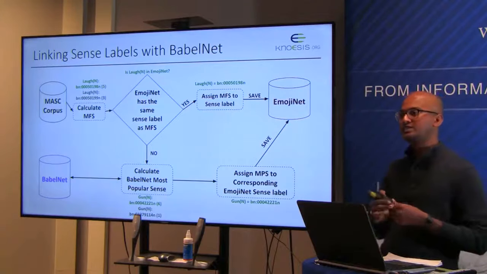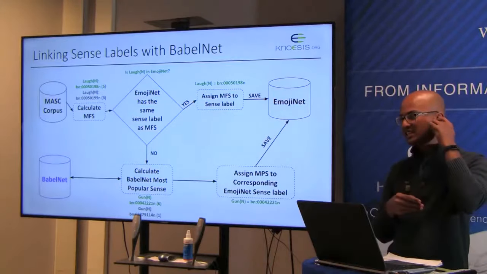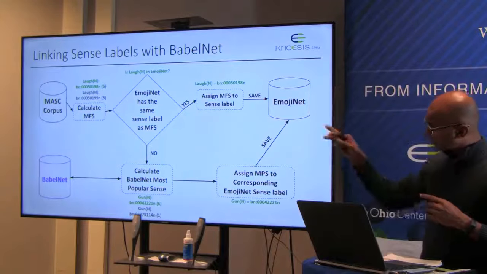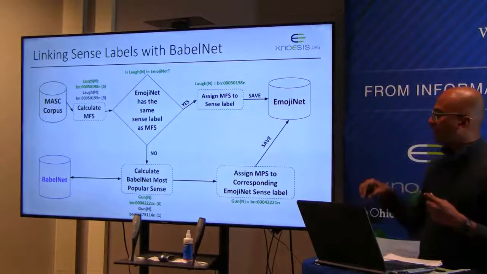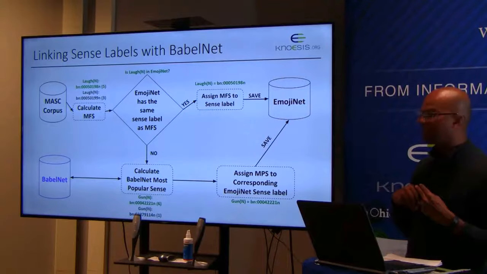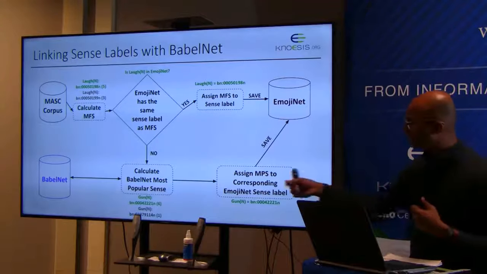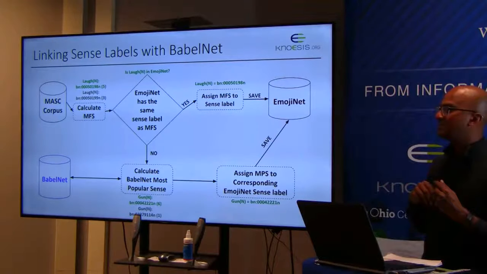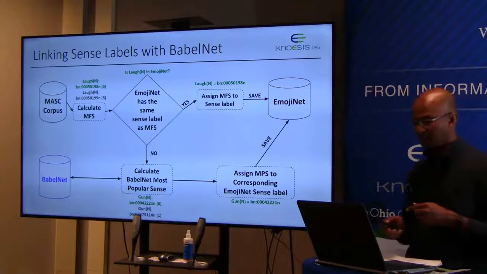We use most frequent sense because in word sense disambiguation research, most frequent sense is considered a hard-to-beat baseline. If a particular word is not present in the MASC corpus, we use another method called most popular sense. We calculated the most popular sense based on the details available in BabelNet, because BabelNet integrates multiple resources. So if a particular sense is very popular on BabelNet, and that sense is not available in the MASC corpus, we assign the most popular sense to that particular word and include it in EmojiNet.